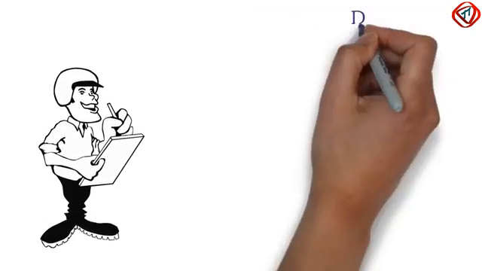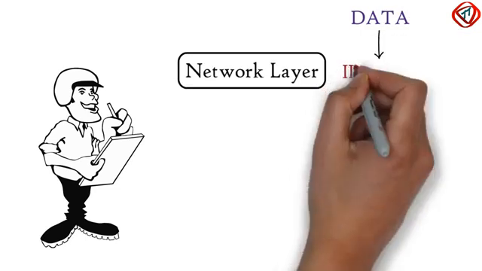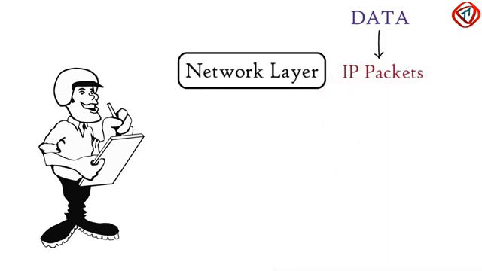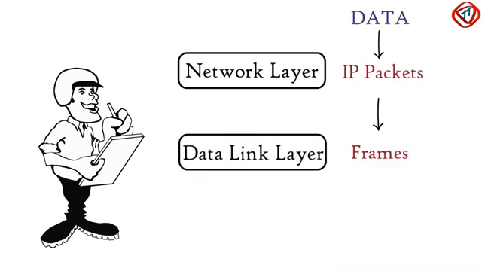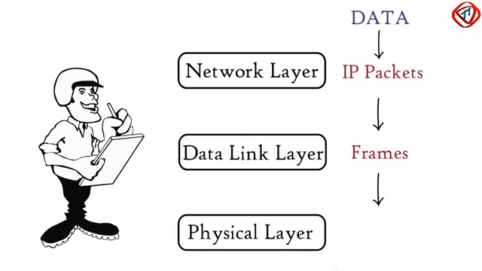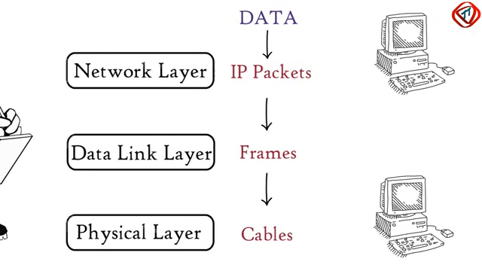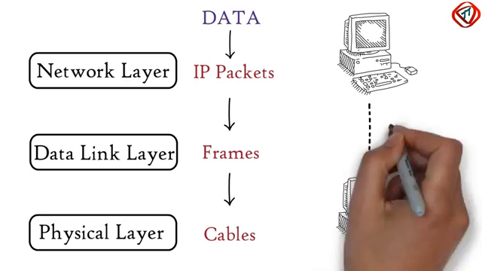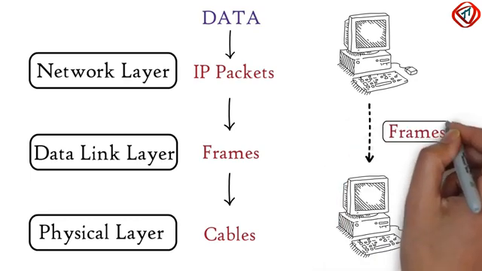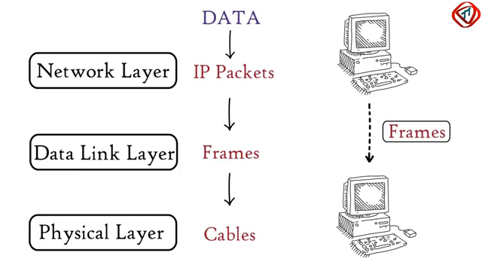Please note the data in the network layer is in the form of IP packets. IP packets are packed into frames in the data link layer. Physical layer then transmits the frames into the transmission media. So, in a computer network, data moves from one computer to another in the form of frames. The same term will be used in the further discussion.